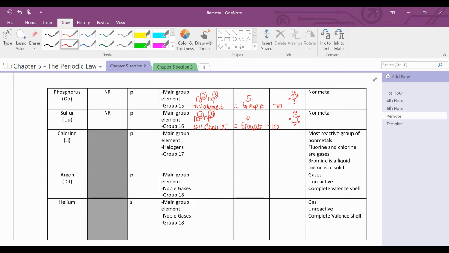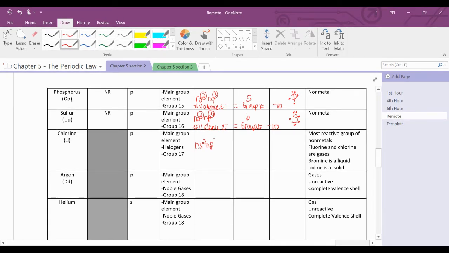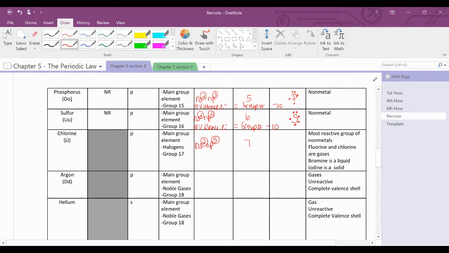We're going to move over to the next group. So we have 2 electrons in S, and group 17 has 5 electrons in P. So if I add the S and P together, we're going to get 7 valence electrons.